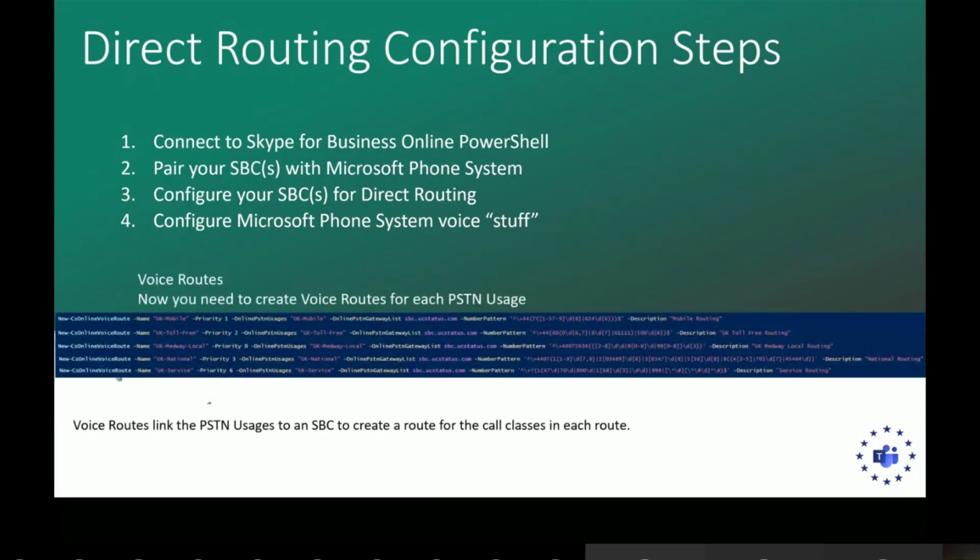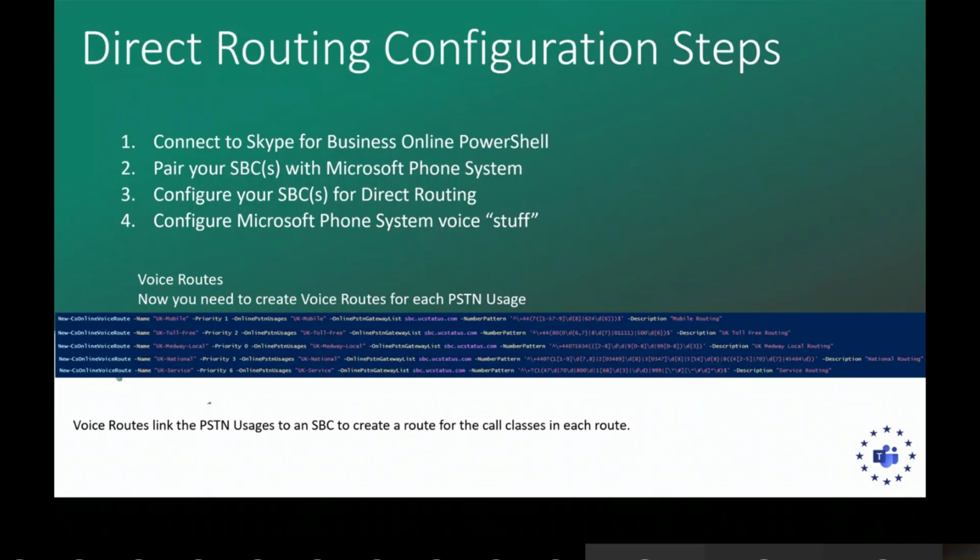Next is a voice route. So you'll need voice routes for each PSTN usage, and there's a couple of ways to do it. This is the complicated way. You can have a voice route for each call class. In this case, I've got mobile, toll-free, Medway, which is the area that I live in, which is the local region, national, so anything that's in your domestic region but not considered a local call. And then there's the service, which in this case is emergency services and that sort of thing. And this can be as granular as you want.